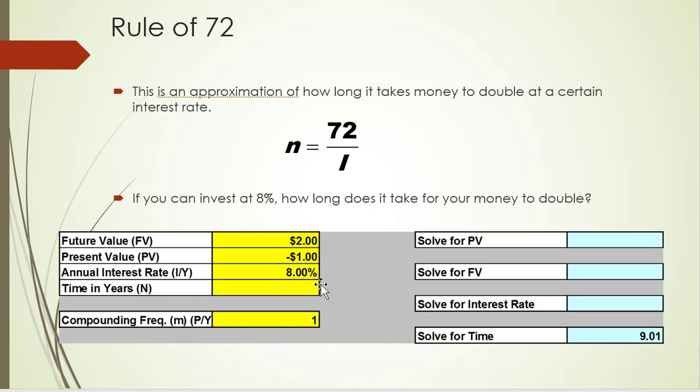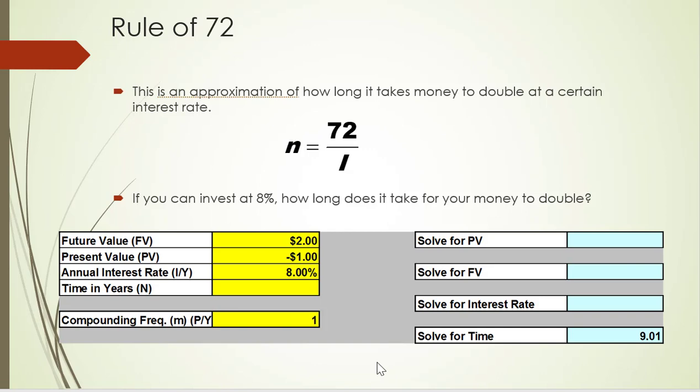So here we have, if you actually do the math, how long does it take $1 to double to $2 at 8%? And the answer to that is 9.01 years. So this rule of 72 is a pretty important number if you think about just trying to understand how growth works. Because most people assume that if you double interest, you double the amount of the investment.